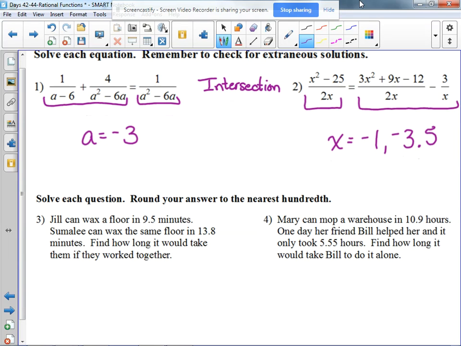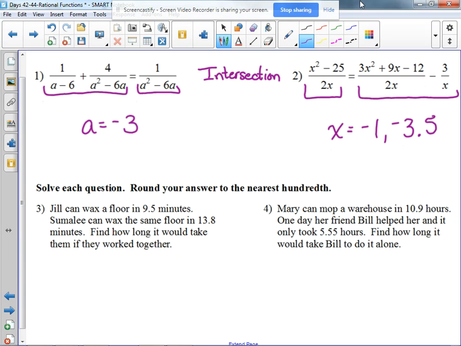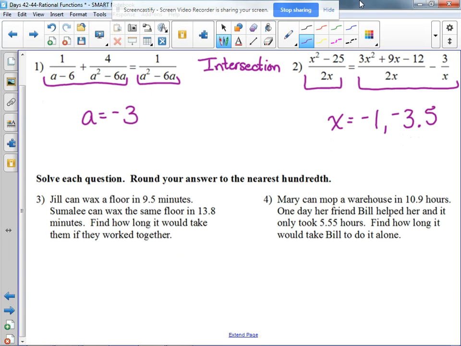It says Jill can wax a floor in 9.5 minutes. Sumali can wax the same floor in 13.8 minutes. Find out how long it would take them if they worked together. Well, there's a little formula for this. And it's the same thing every single time.